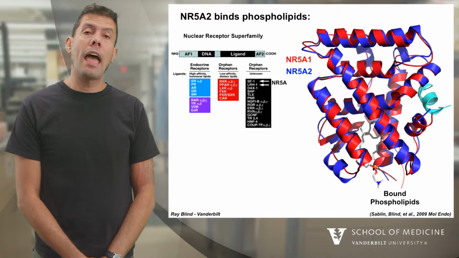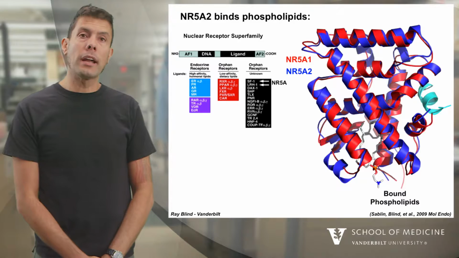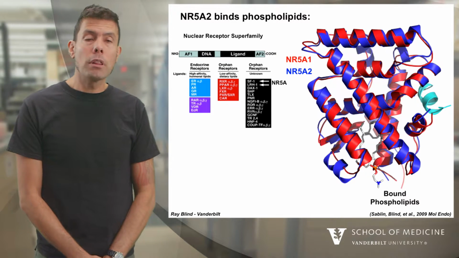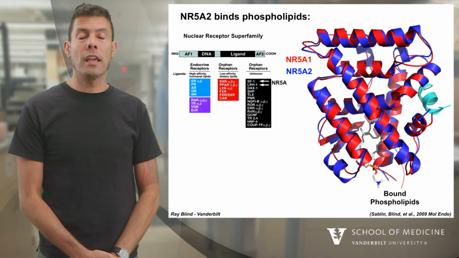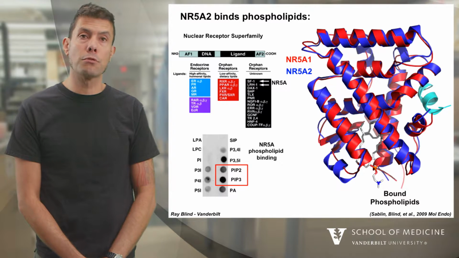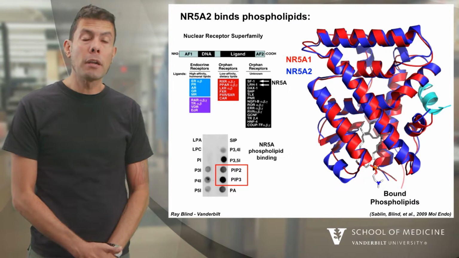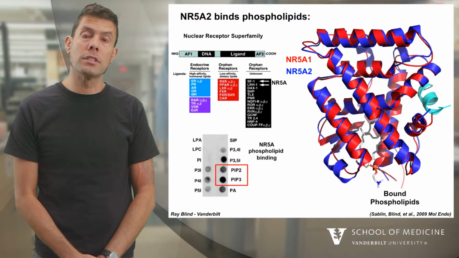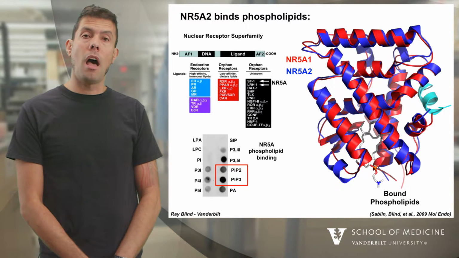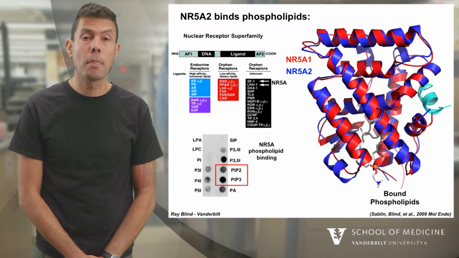So we have this NR5A transcription factor, and as I'm showing you here, we have crystal structures of it bound to different phospholipids. And one of the most important discoveries that we have made is that this NR5A group of transcription factors is regulated by signaling phospholipids. So those are very important phospholipids that are involved in signal transduction at the membrane, and I'm going to talk about these as PIP2 and PIP3, as you can see highlighted in that red box there.